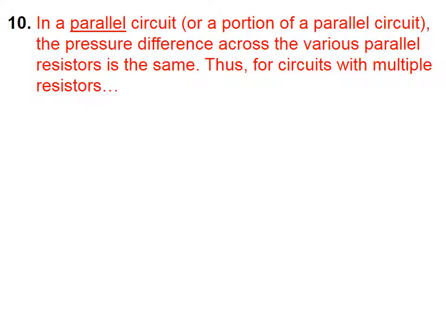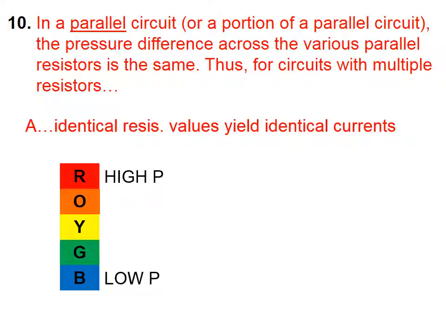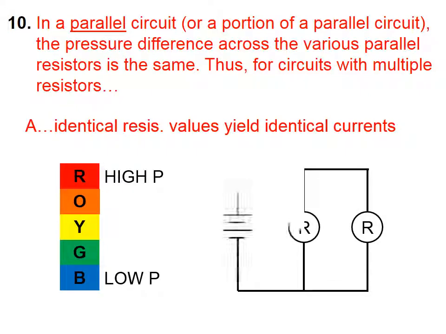In a parallel circuit, or a portion of a parallel circuit, the pressure difference across the various parallel resistors is the same. Thus, for circuits with multiple resistors, identical resistance values yield identical currents. These two round bulbs are in parallel.